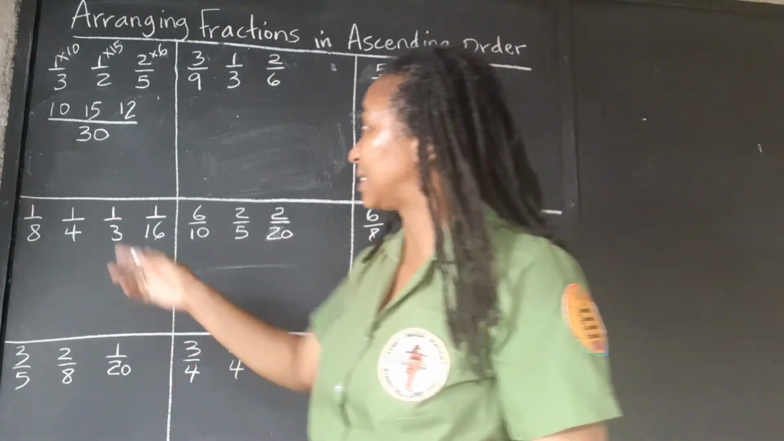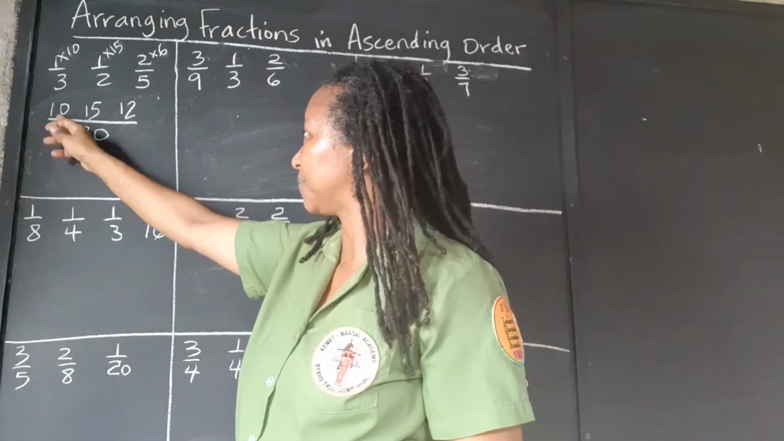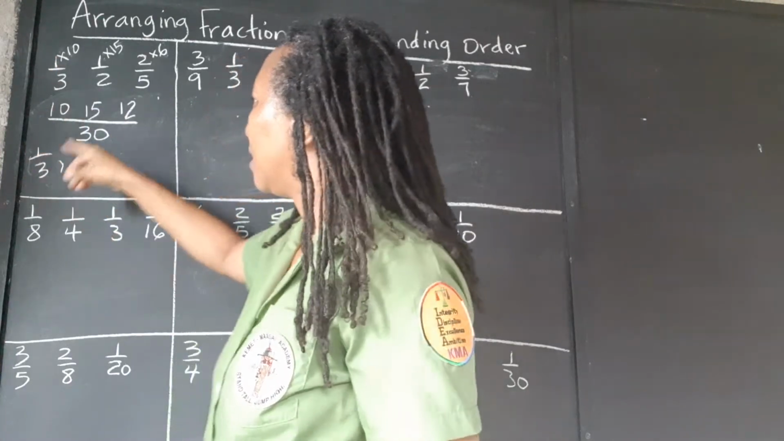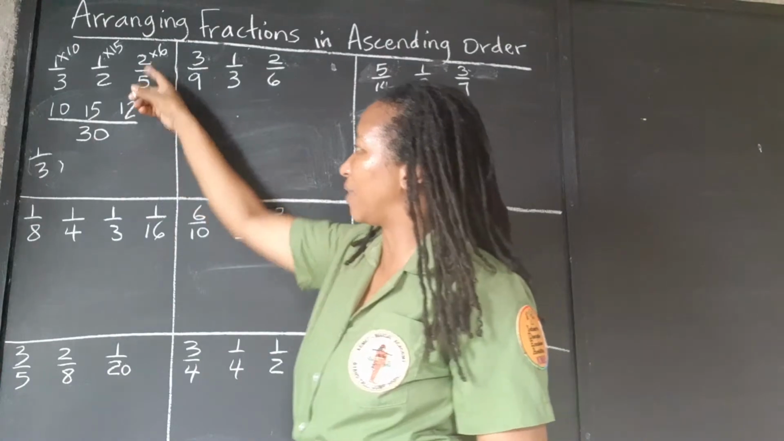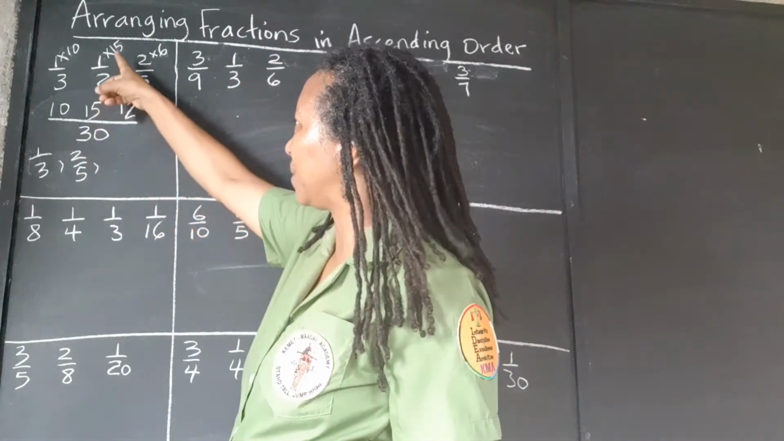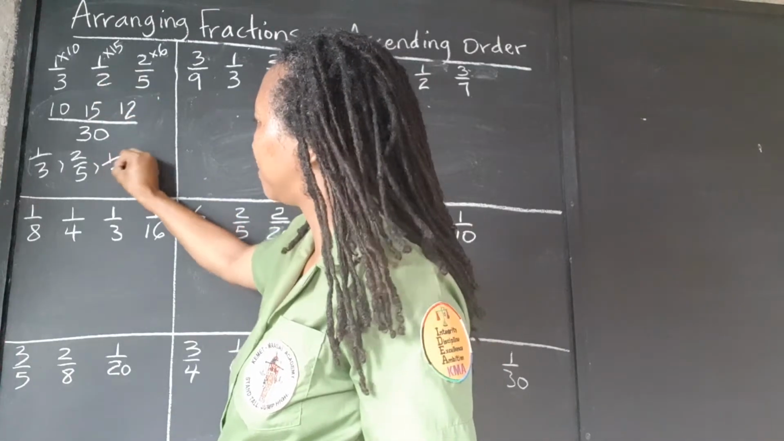And we see that the 10 is the smallest. So we write the 1/3. The 12 is next, so we write the 2/5. And the 15 is the biggest, so we write the half.